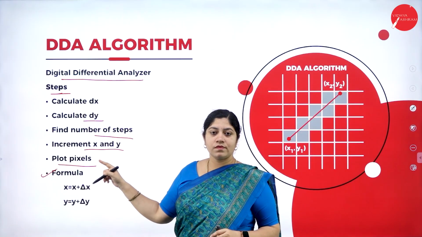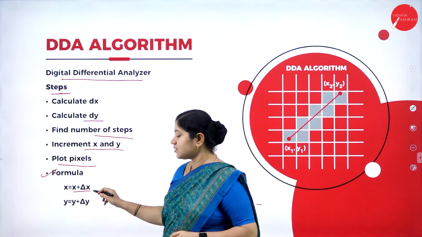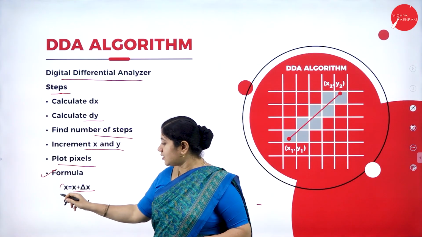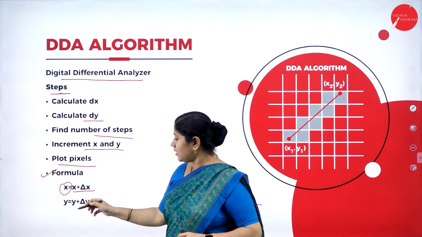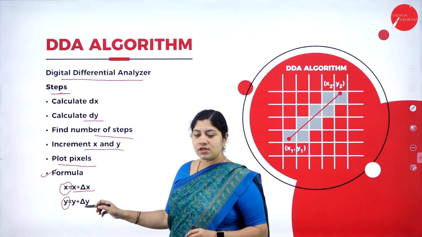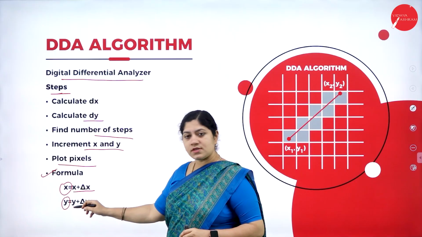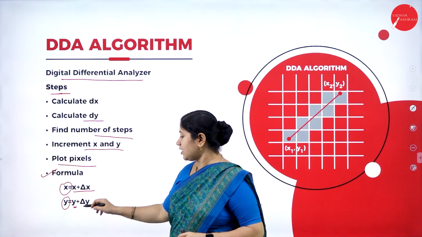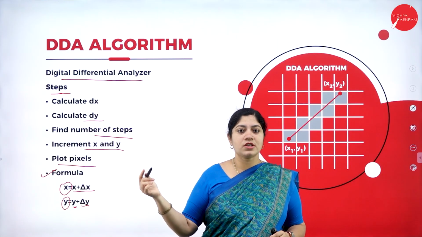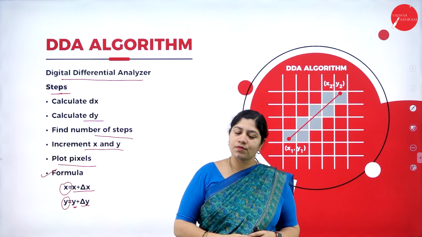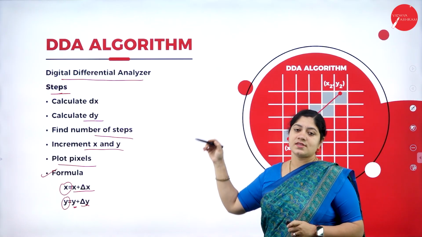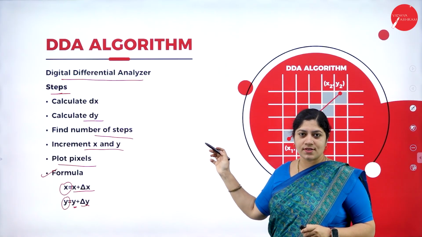So the formula with respect to x is x plus differential x, or any change in a value of x is considered together to find x. Similarly, with respect to y, it gives y plus delta y. In the sense, y is a particular value and delta y is the differential value, or the variable change in the y is considered as delta y. So this is with respect to DDA algorithm. What is DDA? Yes, exactly, it is digital differential analyzer.